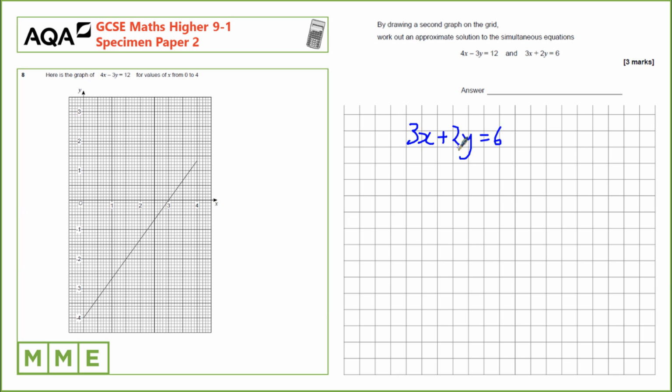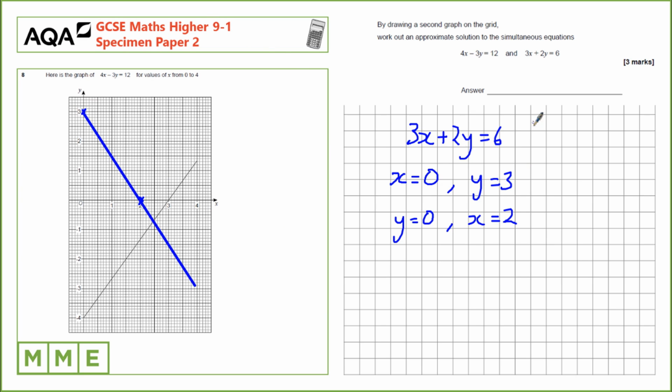We know it's a straight line because it's in the form y equals mx plus c if we were to rearrange. So, let's find the point for x equals 0. If x is 0, we only have 2y equals 6, so y must equal 3. And similarly for y. If y is 0, we have 3x equals 6, so 6 divided by 3, x equals 2. Now we need to plot those 2 points, so we'll go to x is 2, y is 0, that's here, and x is 0, y is 3, that's up here. Now we just need to join these with a straight line.